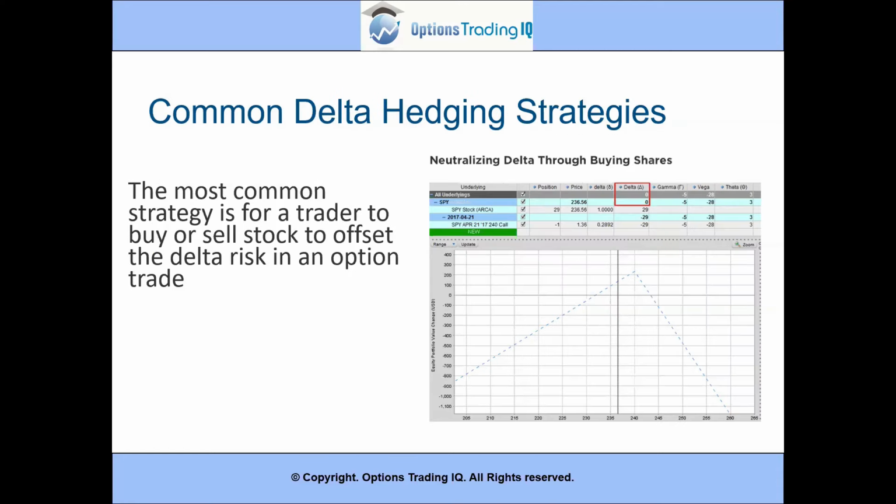The most common strategy is for a trader to buy or sell stock to offset the delta risk in an option trade. So here you can see an example of a short call option, which has a delta of negative 29, and this trader is buying 29 shares of SPY to completely hedge or neutralize their delta. So they've got zero delta, and what they've done is not impact any of their other Greeks. So gamma, vega, theta all remains the same. By buying those shares, they've just neutralized their delta.